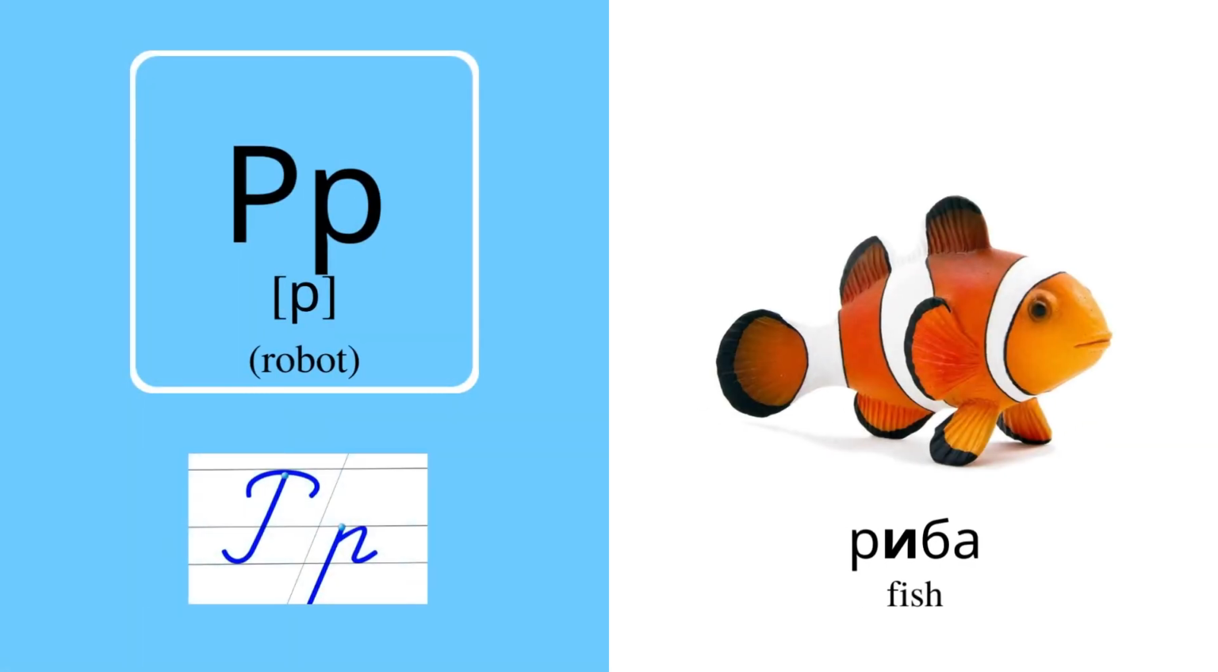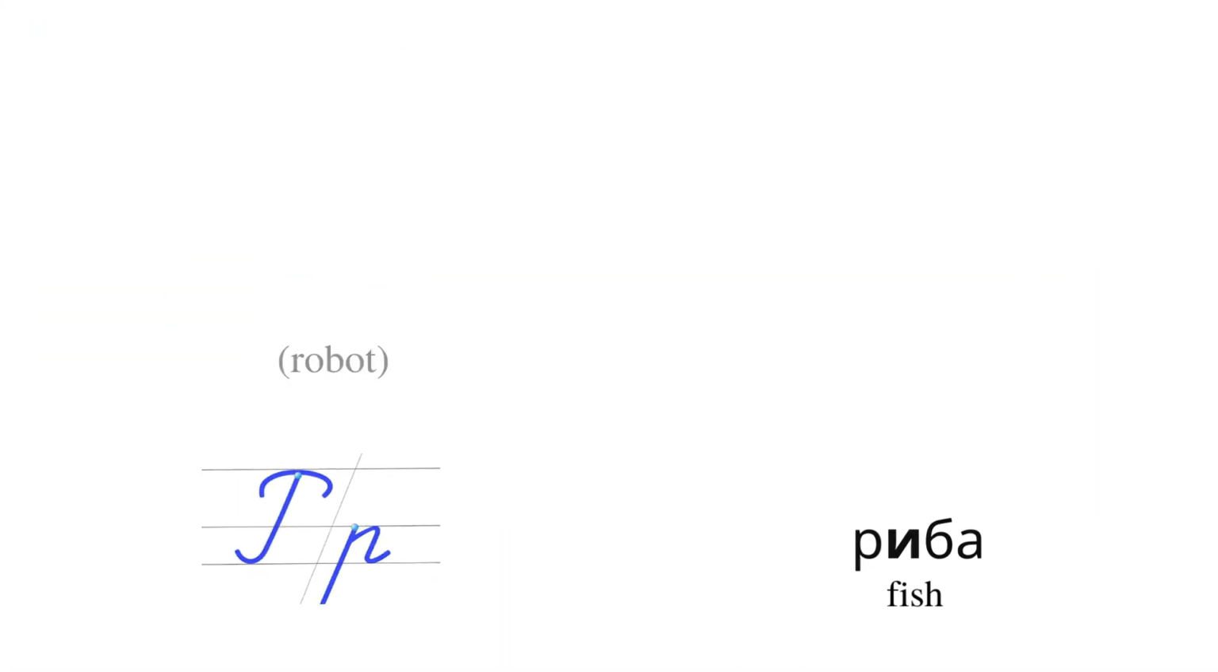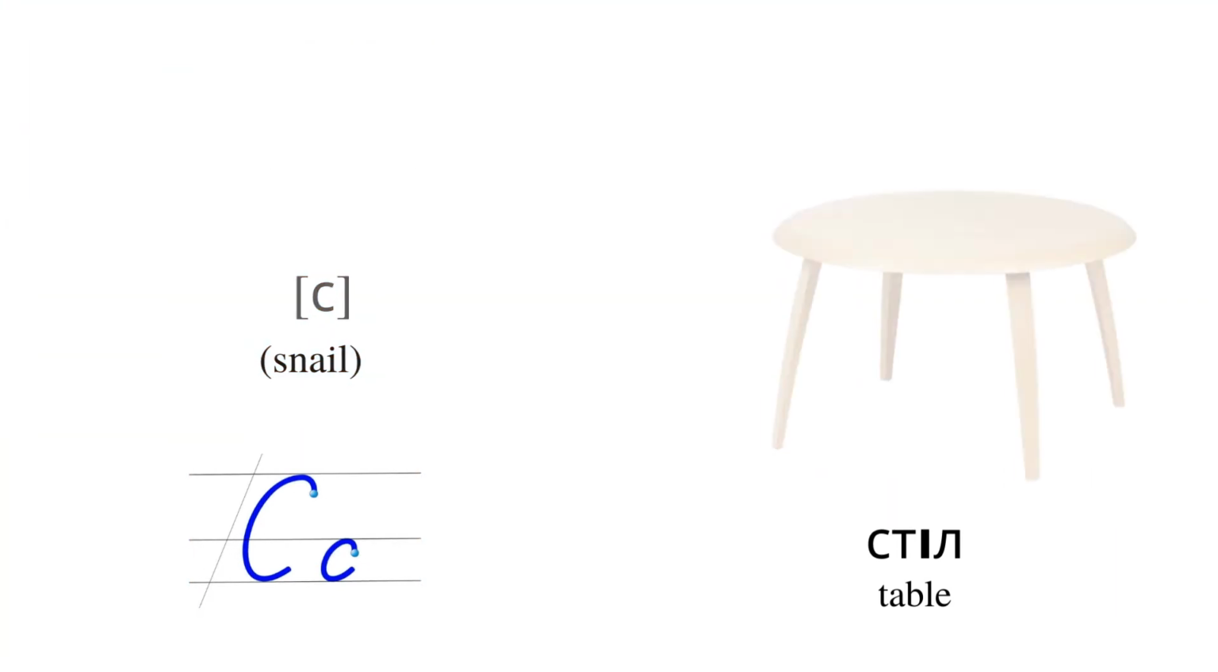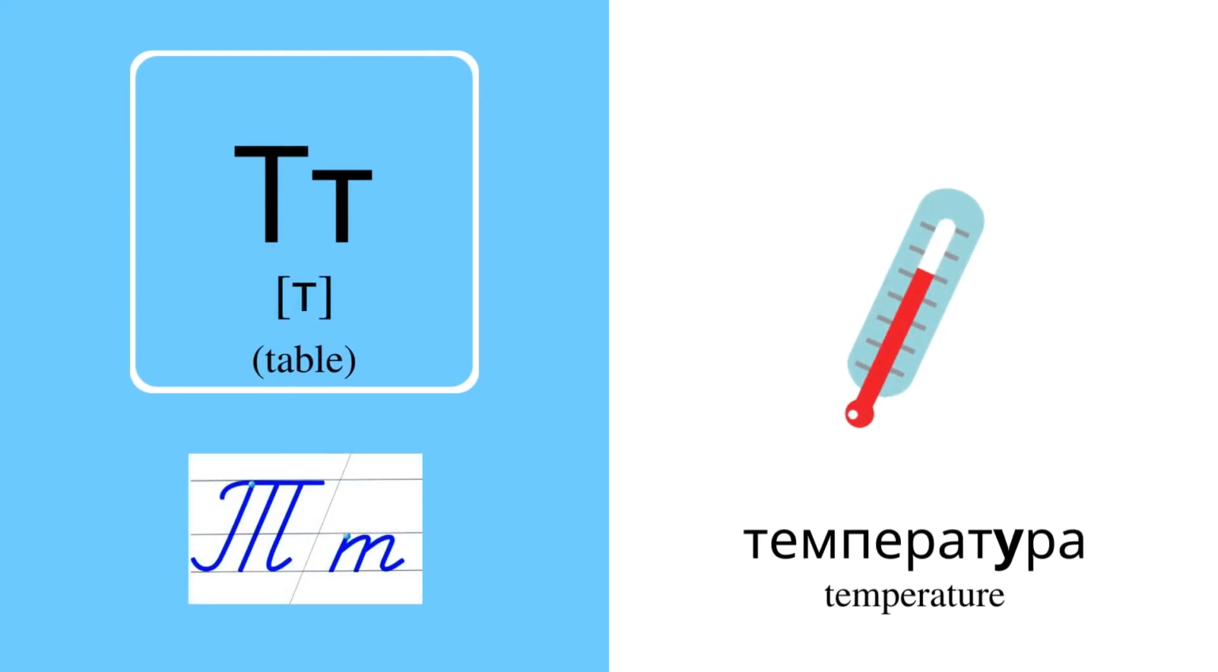Р denotes sound R. To pronounce it, you should touch your palate near the teeth with your tongue. Practice with the word robot and try to say robot. For example, риба. С denotes sound S, like in snail, for example, стіл. Т denotes sound T, like in table, but try to pronounce this sound like D, but lower, so you will sound like T. Температура.